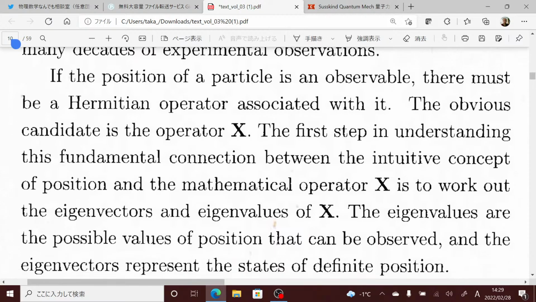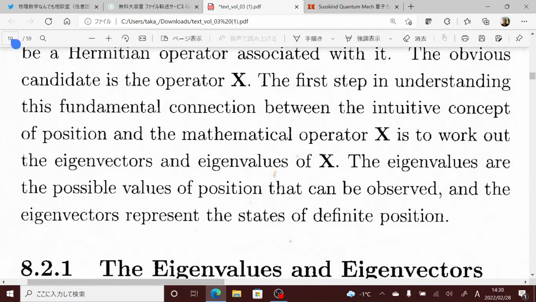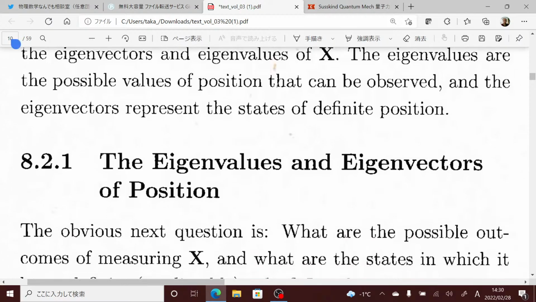If the position of a particle is observable, there must be a Hermitian operator associated with it. The obvious candidate is the operator x. The first step in understanding this fundamental connection between the intuitive concept of position and mathematical operator x is to work out the eigenvectors and eigenvalues of x. The eigenvalues are the possible values of position that can be observed, and the eigenvectors represent the state of definite position.